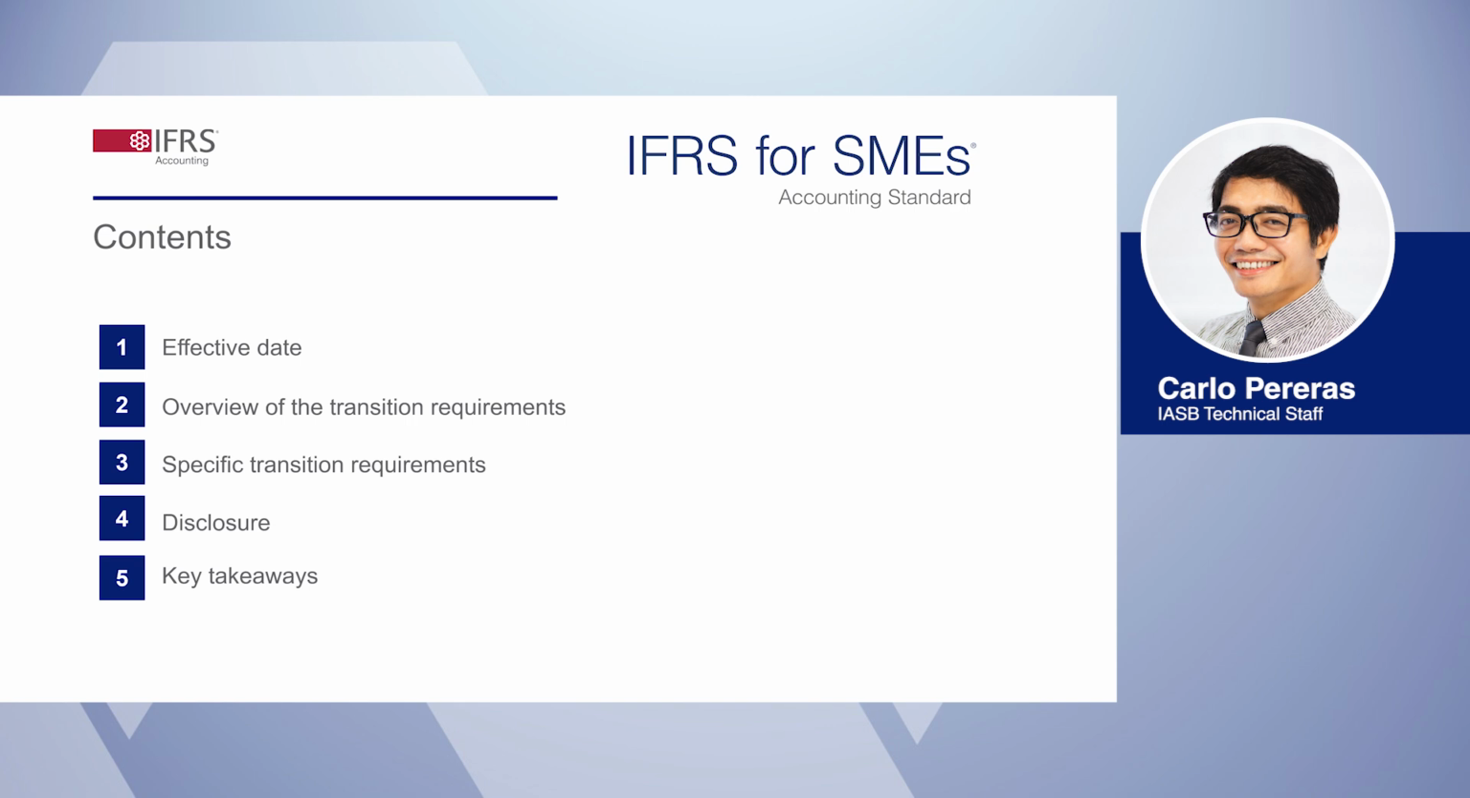We'll first look at the effective date of the third edition of the standard, which determines the annual reporting period in which an SME first applies the standard. Next, we'll provide an overview of the transition requirements before looking at specific transition requirements that apply to some of the amended requirements in the standard. Then we'll look at the disclosure requirements. Lastly, we'll bring together the key takeaways from this webcast.